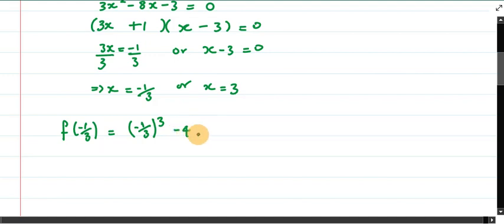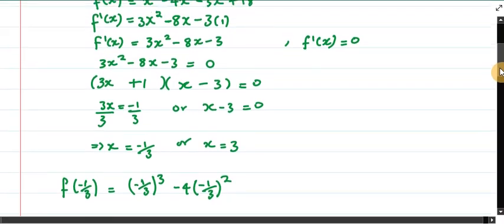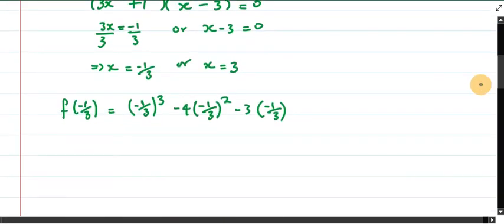Minus 4. Where is the x? I plug -1/3, I square it. Let us go back. It's -3x, meaning it's -3. Where is the x? I plug -1/3. Also go back. Oh, it's +18.